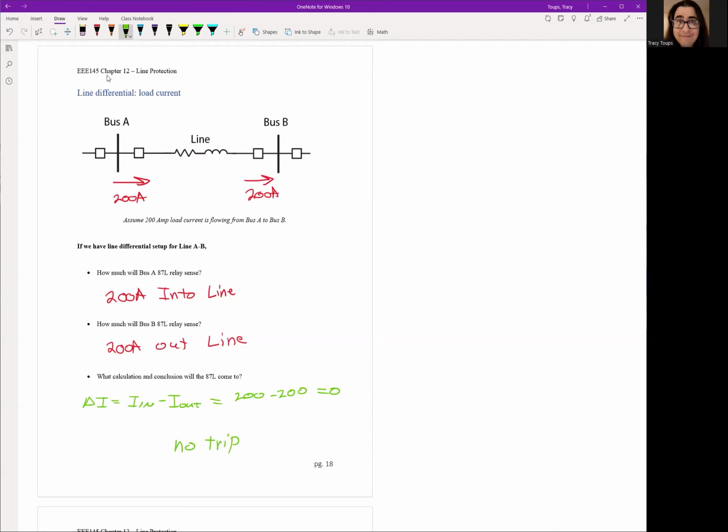Remember the whole idea of node analysis or Kirchhoff's current law is all currents entering a device must also exit at some point. So the transmission line, if 200 amps enters a transmission line at one point, it must exit out another point, which is bus B.